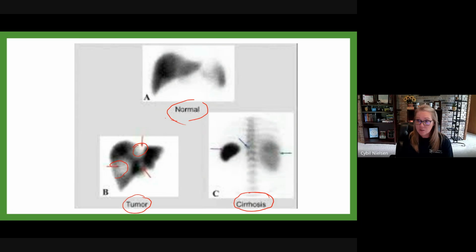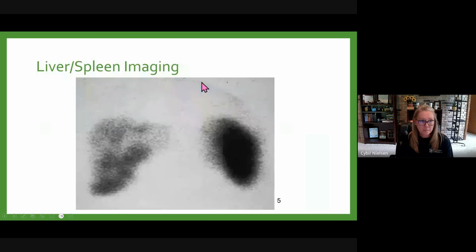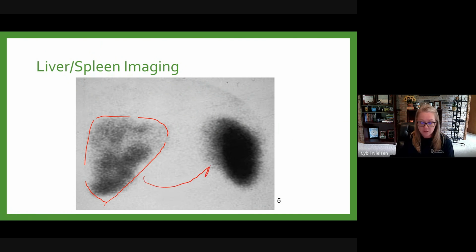This is cirrhosis. This is colloidal shift because this is the liver. That's supposed to get 85% of the counts, but you can see that the function has shifted over to the spleen. And then this image here, this is just where we turn the intensity all the way up so we can identify the bone marrow because the bone marrow is only getting 5% of the counts. And this again, this is the liver. So we know that the activity has shifted over to the spleen.